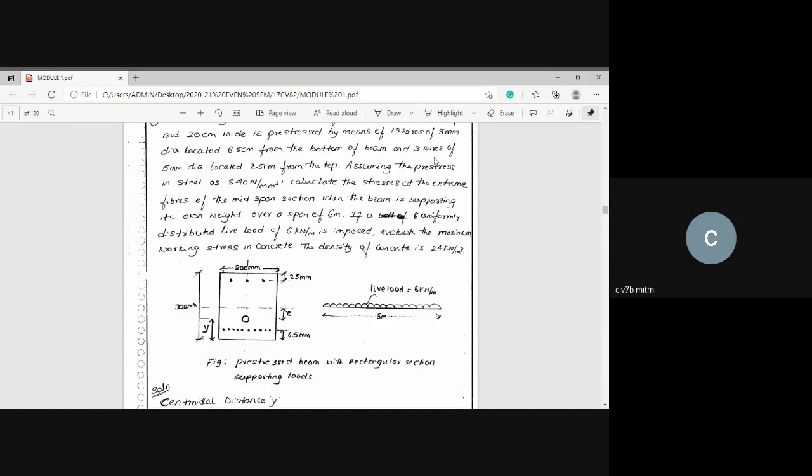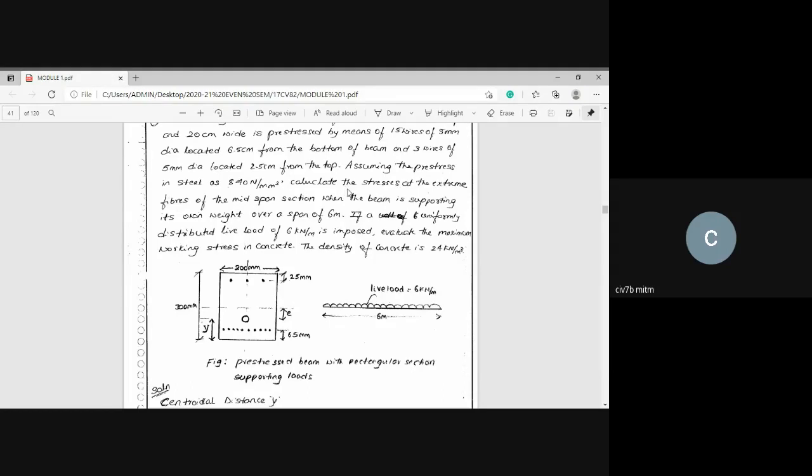Apart from this, 3 more wires of 5 mm dia located 2.5 centimeter or 25 millimeter from the top. Assume the pre-stress in the steel as 840. They have given the stress in the steel, 840 Newton per millimeter square, calculate the stresses at the extreme fiber of the midspan section.